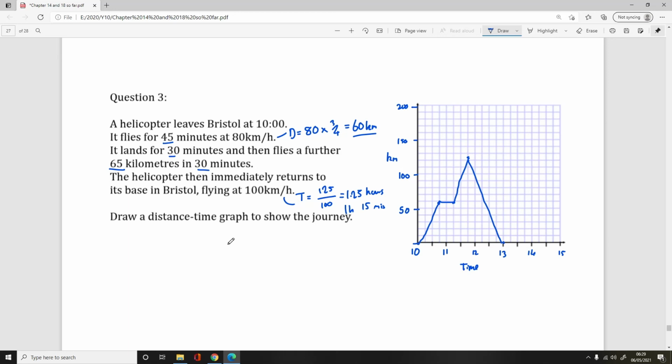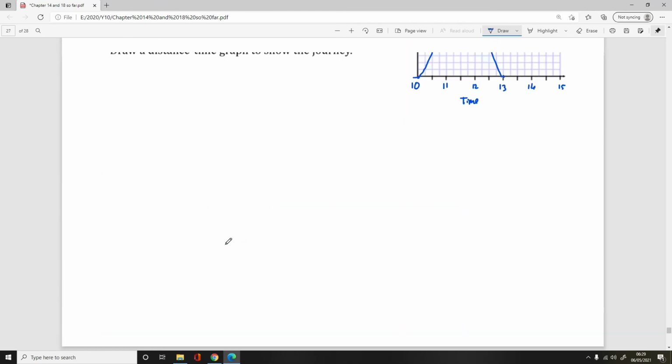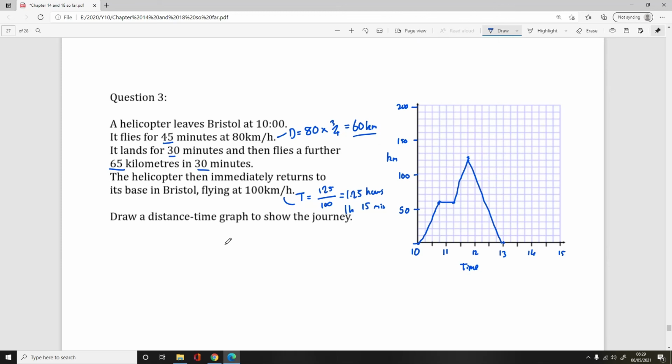Draw a distance time graph to show the journey. Done. Complete. Okay, so that is distance time graphs. Nice one.